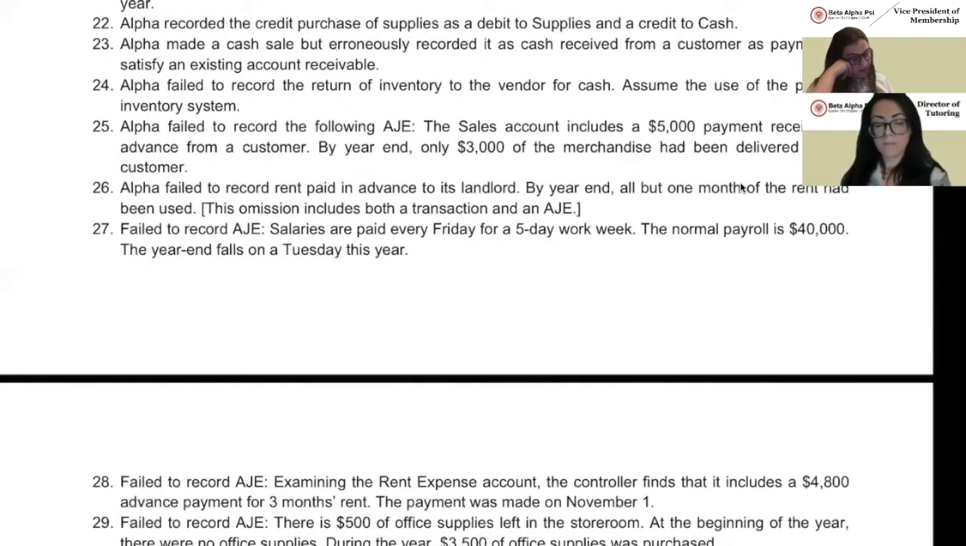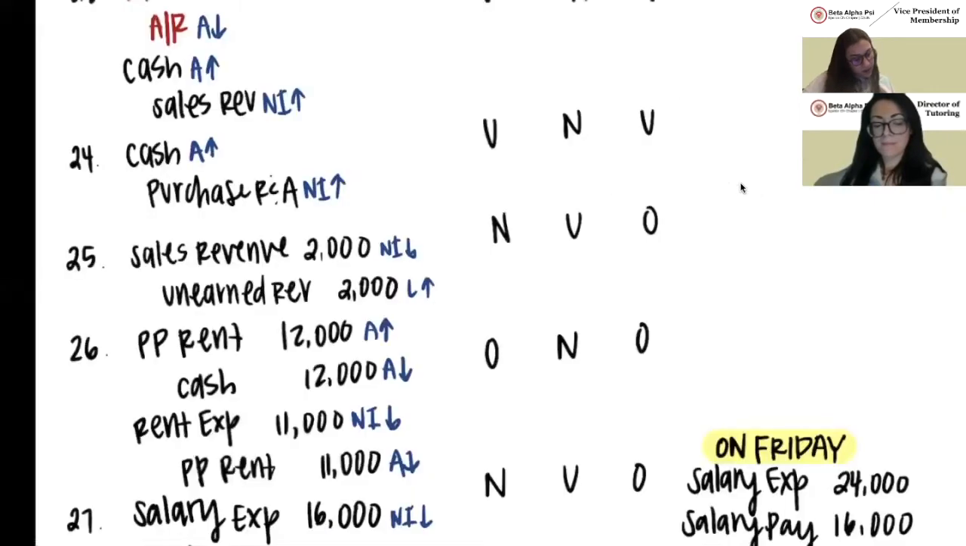Number 25. Alpha failed to record the following adjusting journal entry. The sales account includes a $5,000 payment received in advance from a customer. By year end, only $3,000 of the merchandise had been delivered to the customer. So the sales account has $5,000 in it right now, but at the end of the year, only 3,000 of it has been earned. So we need to do an unusual adjusting journal entry to take out the 2,000 that has not been earned, which should not be in the sales account.